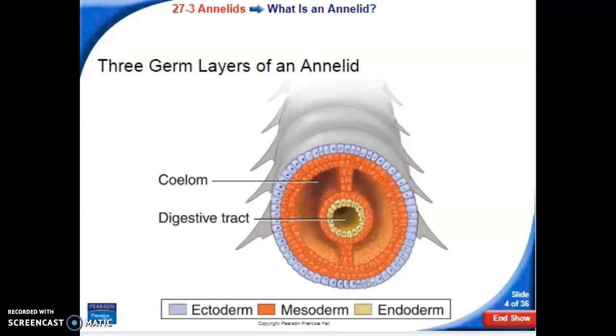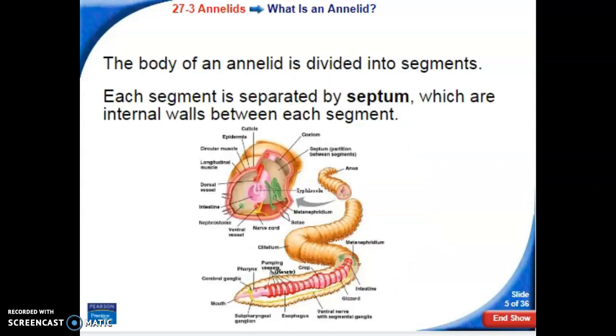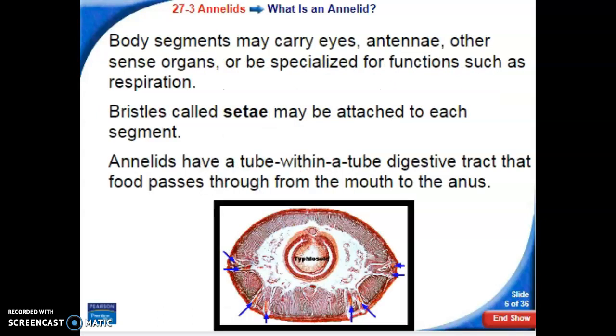They're the germ layers. They do have the coelom that we were talking about, and then their digestive tract is there in the middle. Like we said, it is a segmented worm, and each segment is separated by the septum, which are these internal walls that you can see between each segment. Body segments can carry different organs, such as the eyes, the antenna, other sense organs, and can be specialized for functions such as respiration. They have bristles attached to each of these segments called setae.